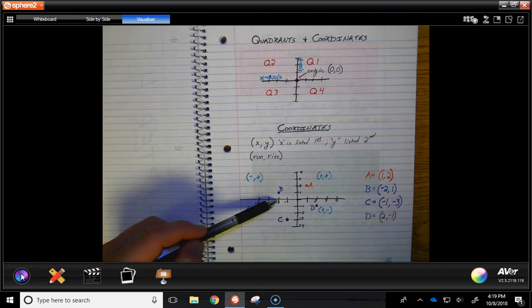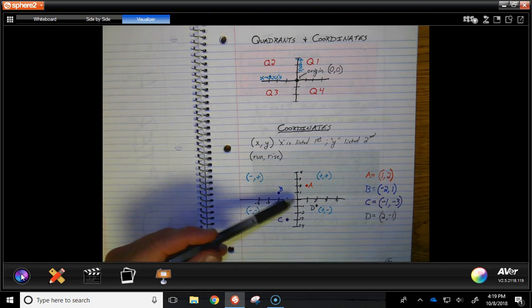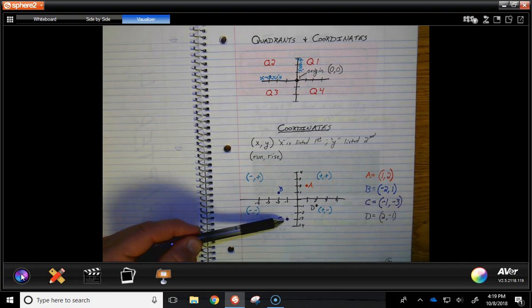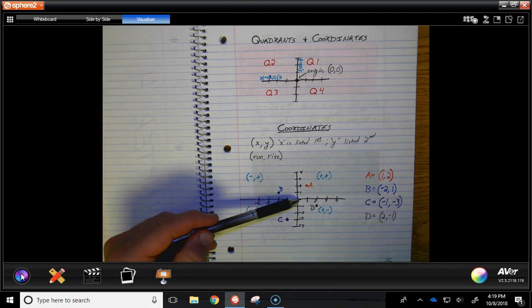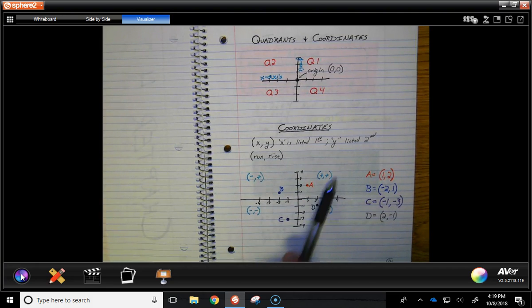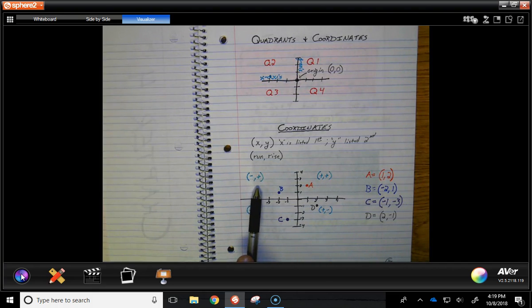B, negative 2, 1. C, negative 1, negative 3. D would have been 2, negative 1. All the coordinates in quadrant 1 are positive, positive. In quadrant 2, negative, positive. Quadrant 3, negative, negative. And in quadrant 4, positive, negative.